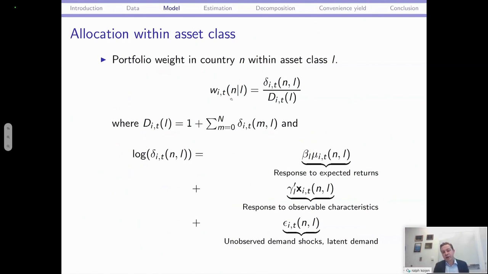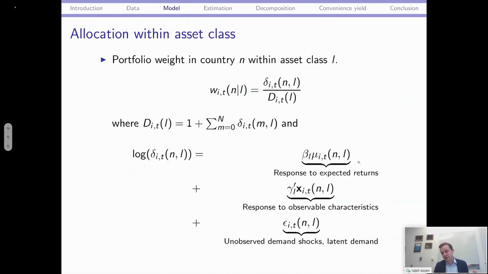So the demand over here, let's say for the UK in equities, is going to depend on these deltas relative to capital D. Capital D is nothing else than 1 plus the sum of the deltas. Think of that as the relative attractiveness of a given asset class. Now, these deltas give you the demand that you want to have for a given country in that asset class. And it's going to depend on three components.